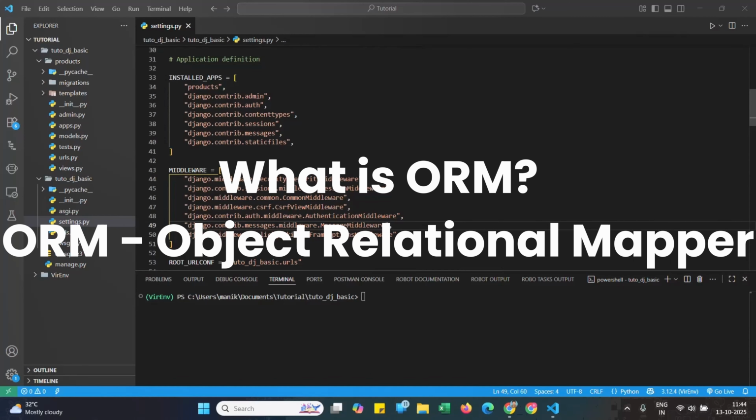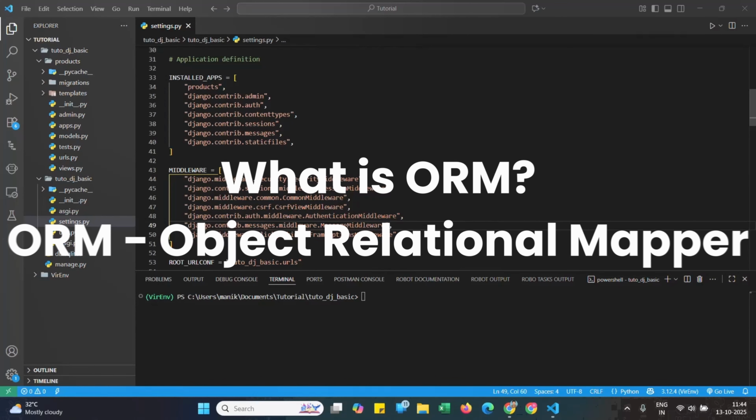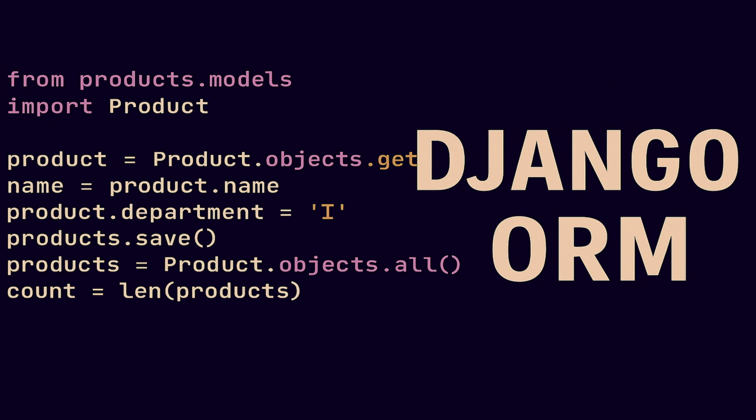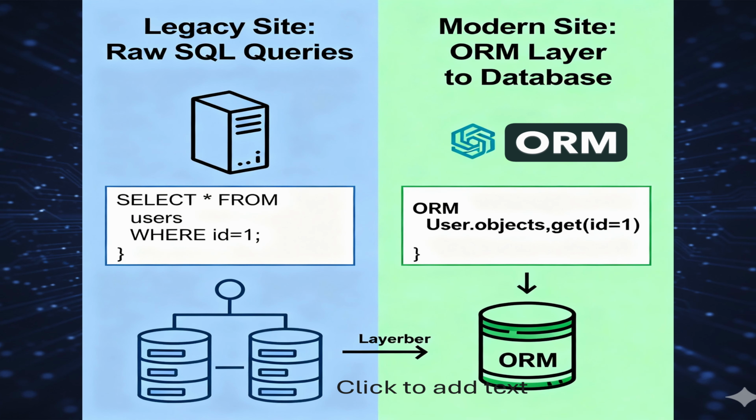Next, what is ORM? ORM stands for Object Relational Mapper. Django provides its own built-in ORM. We can use this ORM to interact with the database using Python code. For this, we don't need to write any SQL code. Django itself will write the SQL. In legacy web development, they used raw SQL to interact with the database. But in modern web development, ORM is mostly used for database interaction.